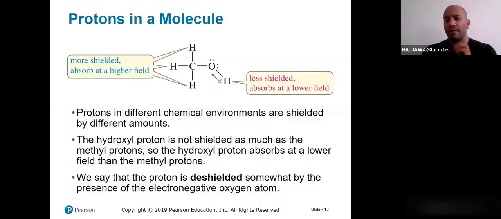If I take this compound as an example, I have CH3OH. I have different hydrogens, in the fact that they are connected to different atoms. The hydrogens that are attached to a carbon are going to behave differently. They're going to spin differently than the hydrogen that's attached to an oxygen. The presence of an electronegative atom usually causes what we call a de-shielding effect. So it's very important to keep this term in mind.